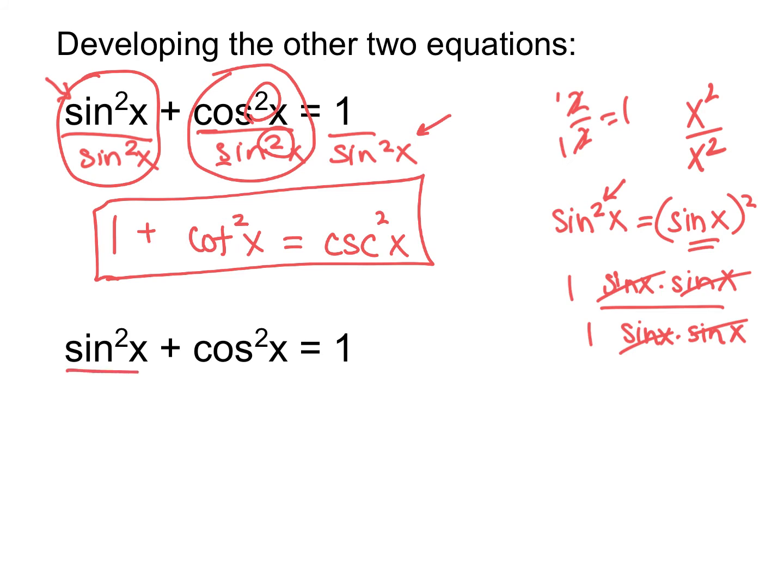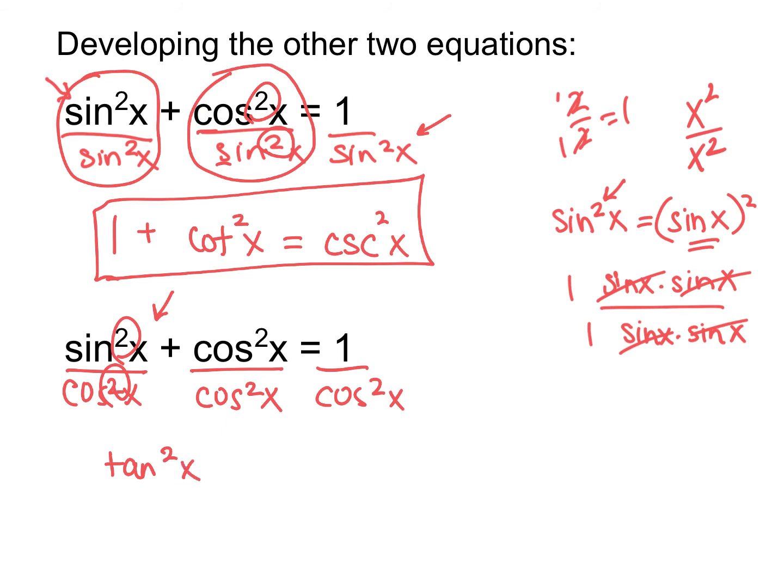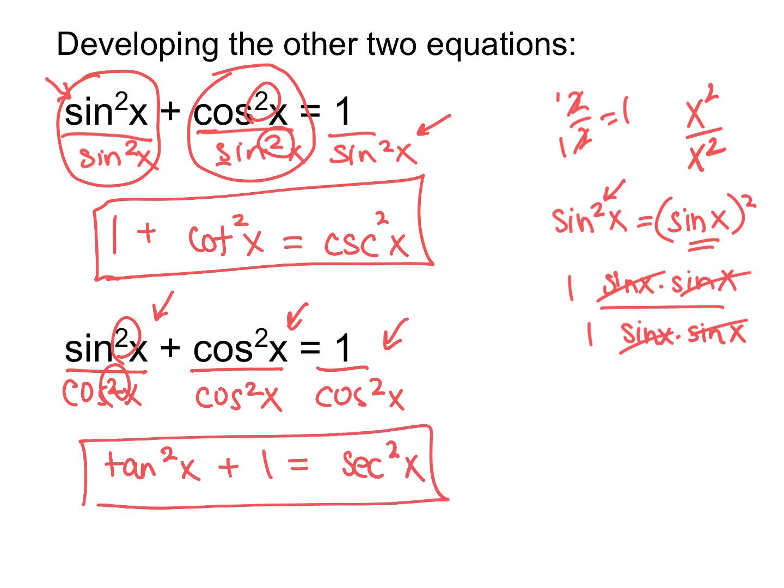Now, I could do the same thing here, but this time I could divide everything by the cosine squared, and then simplify. And if I do that, I have sine over cosine, which is tangent, and both of them are squared, so I could write that as tangent squared. Here, I have the cosine squared on the top and the bottom. That simplifies to 1. And here, I have a reciprocal function, which is equal to secant squared. And this is a way to develop my third Pythagorean identity.